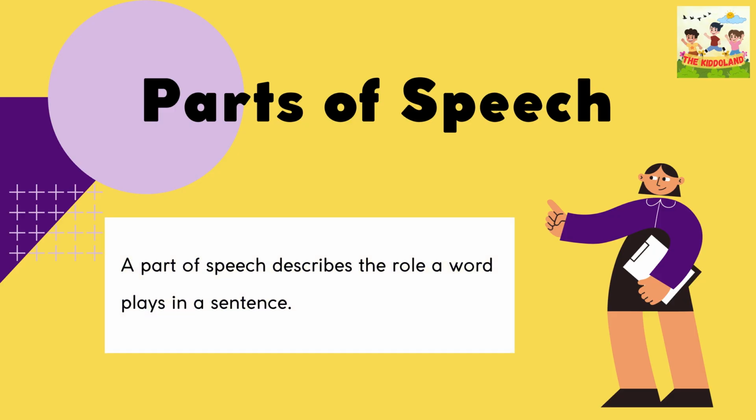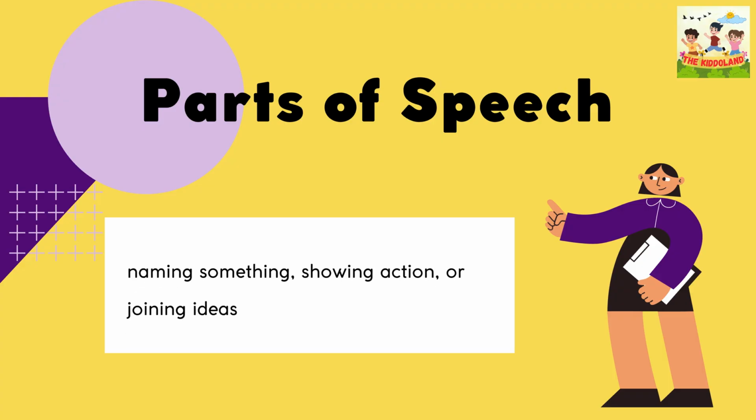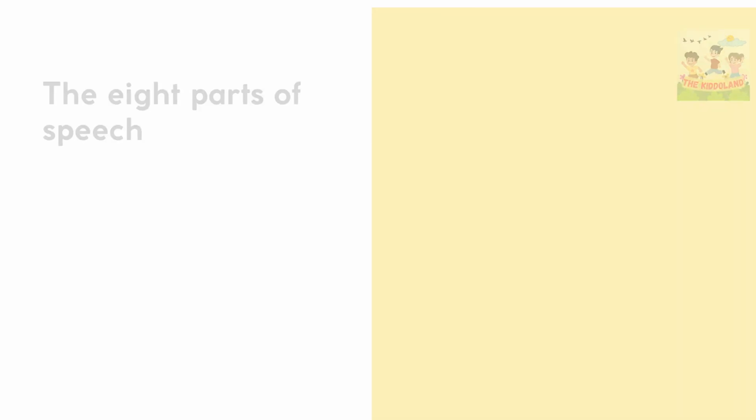A part of speech describes the role a word plays in a sentence. Each word in a sentence has a specific function, like naming something, showing action, or joining ideas. Let's begin our journey to learn about the 8 parts of speech, one step at a time.